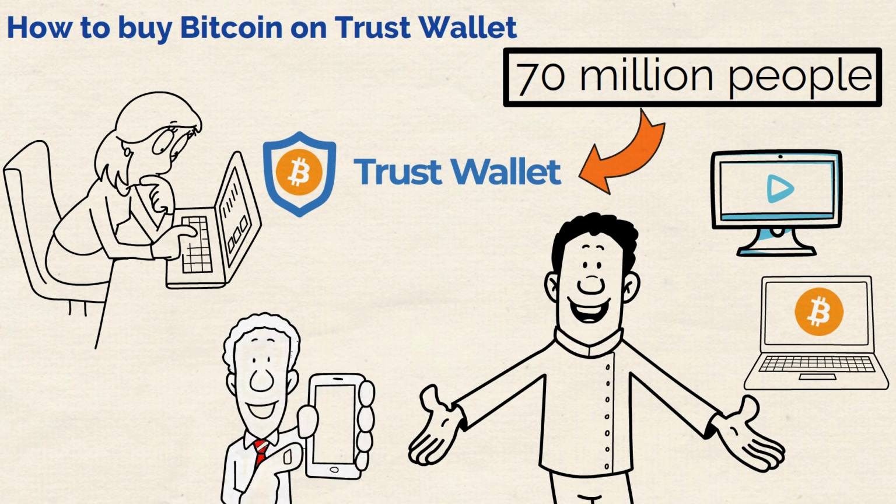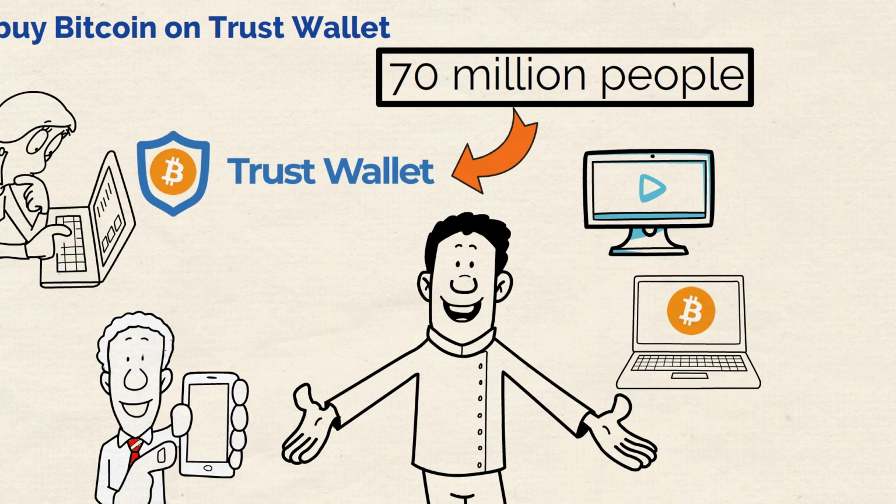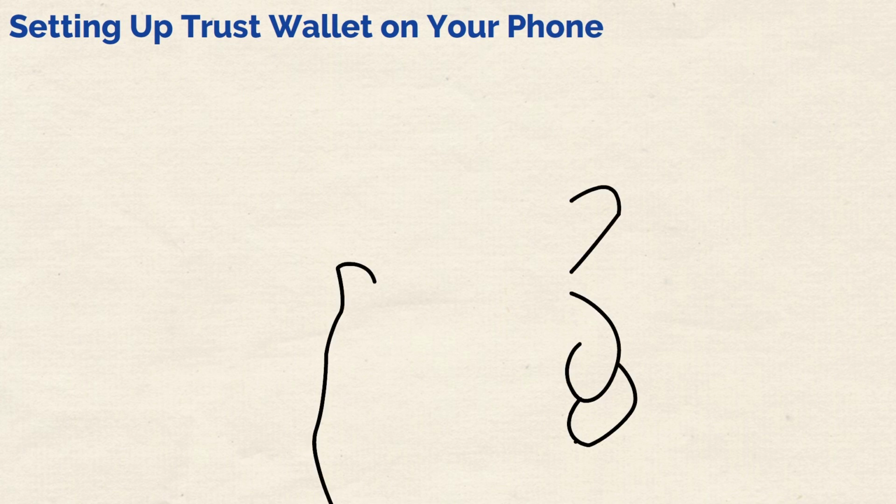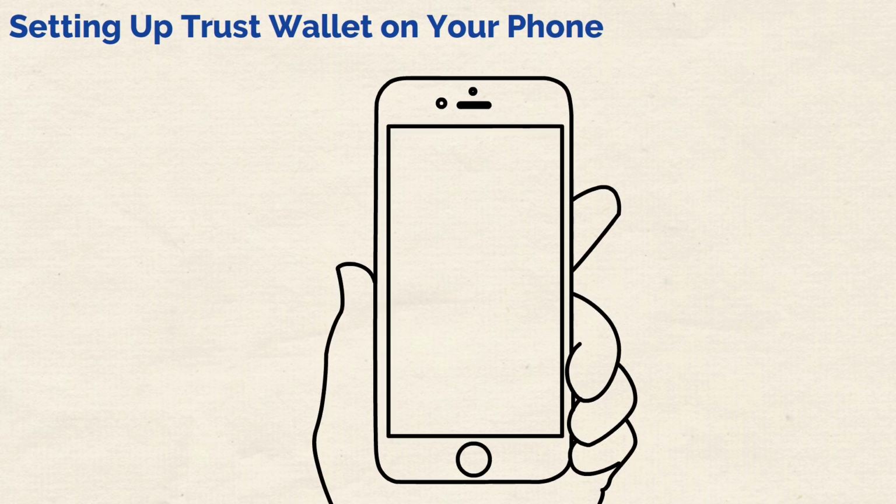Since you're most likely going to be using it on your phone, let's start there. Here is how you set up Trust Wallet on your phone. Once you install the app and open it, things should look something like this.